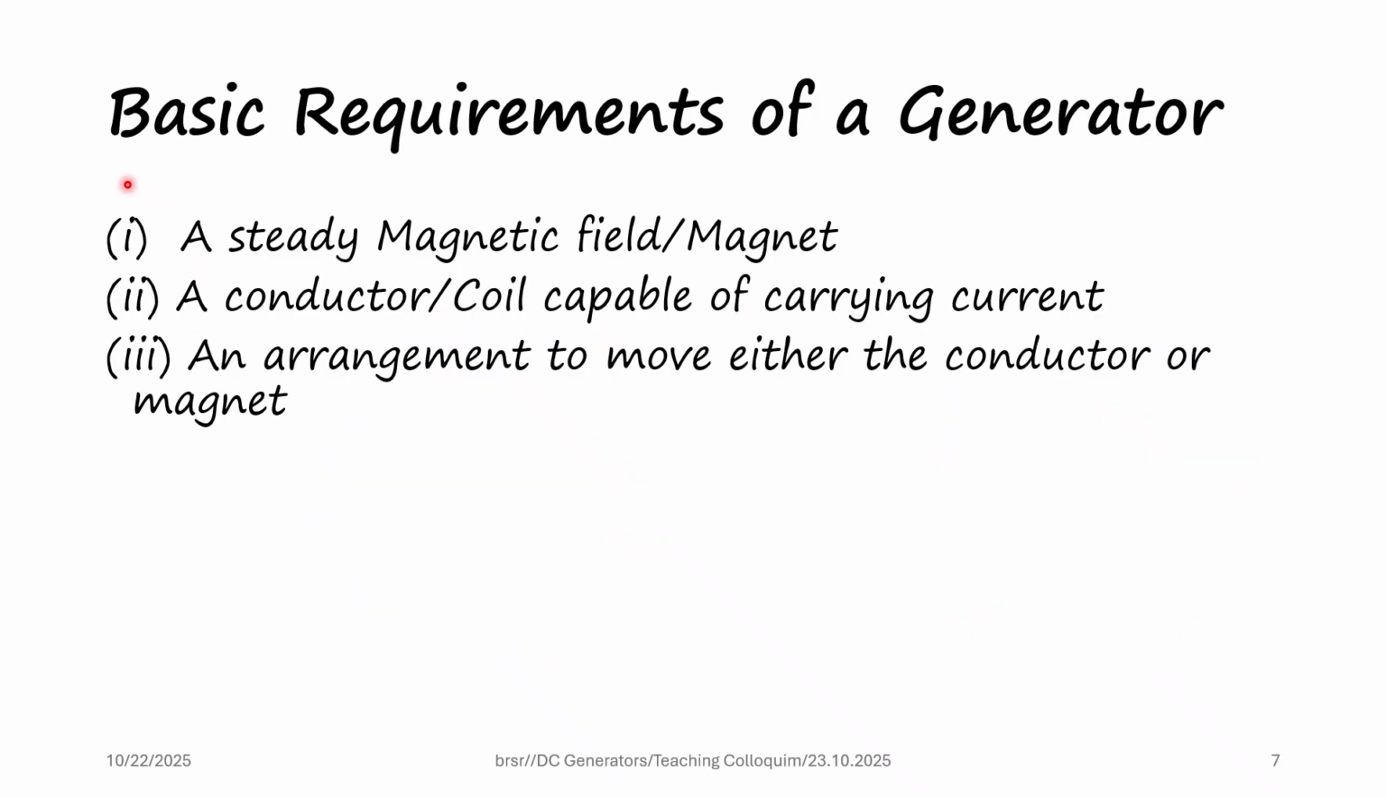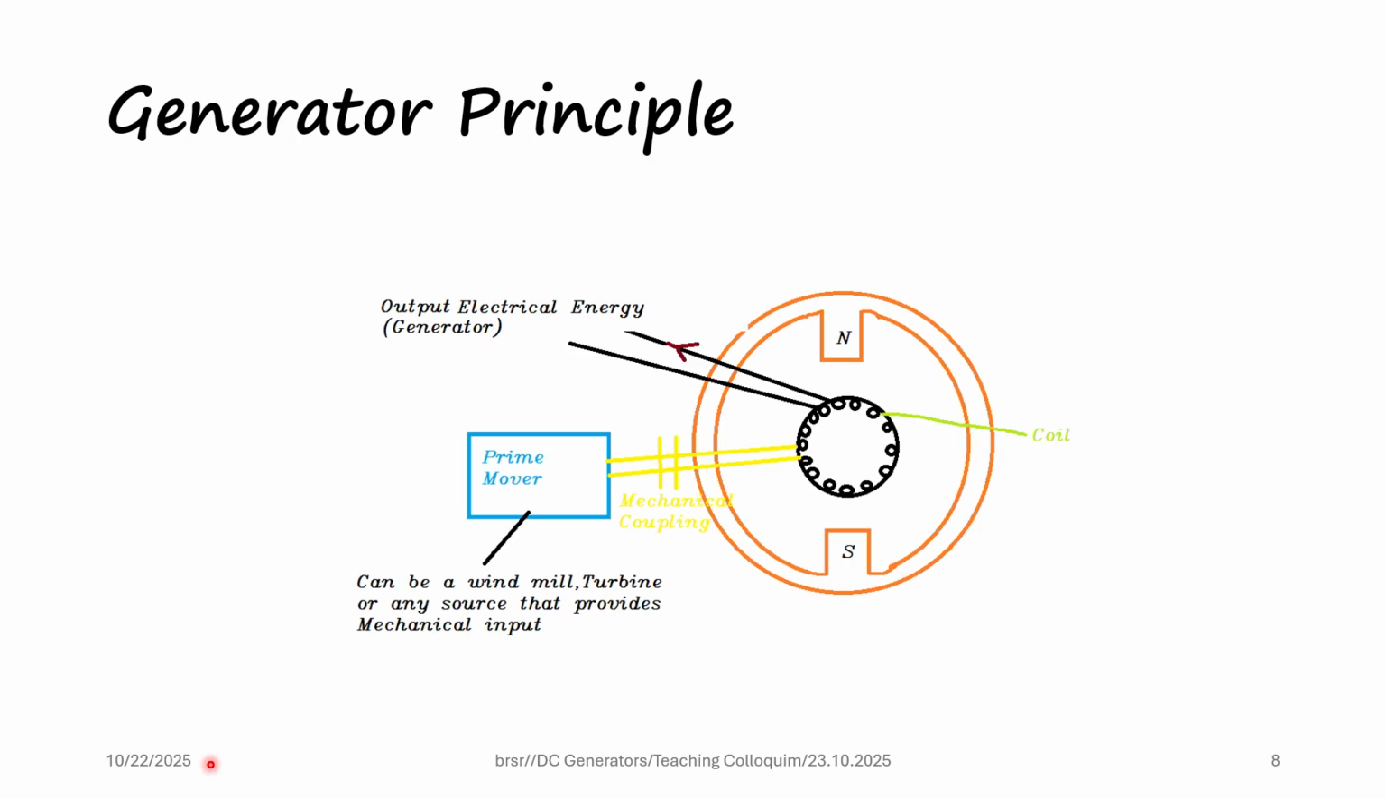A simple DC generator has the following basic requirements: a steady magnetic field, a conductor or a coil capable of carrying current, and an arrangement to move either the conductor or the magnet. The principle of a generator can be understood easily from this picture. That is a conducting material, and it has become a magnet on passing a current through it. For clarity, the coil used for making this conducting material a magnet is not shown, and the magnetic lines of force are also not shown.